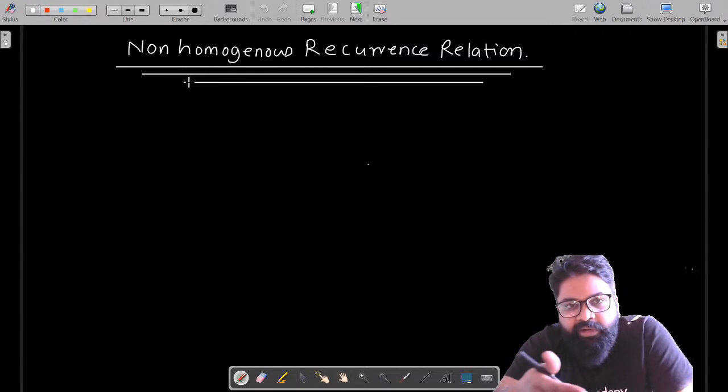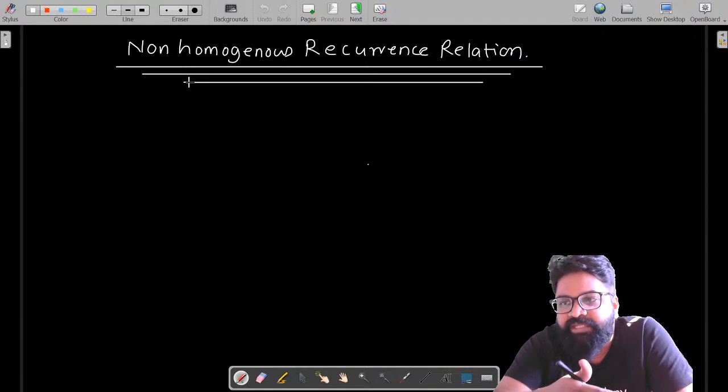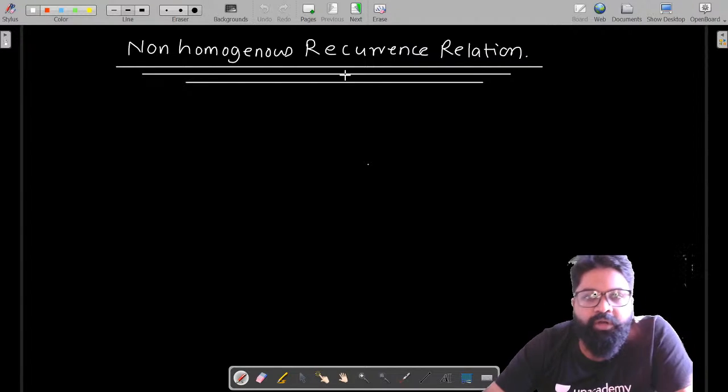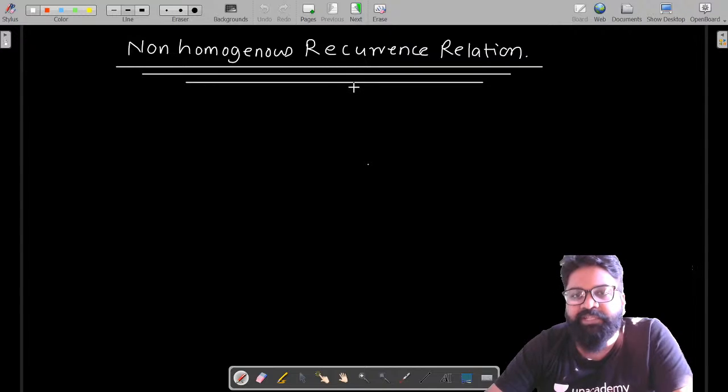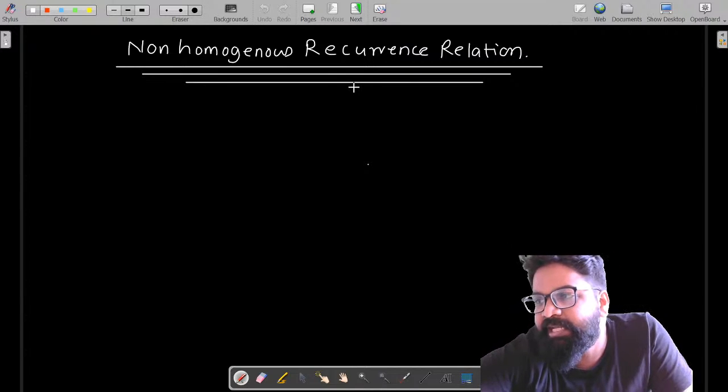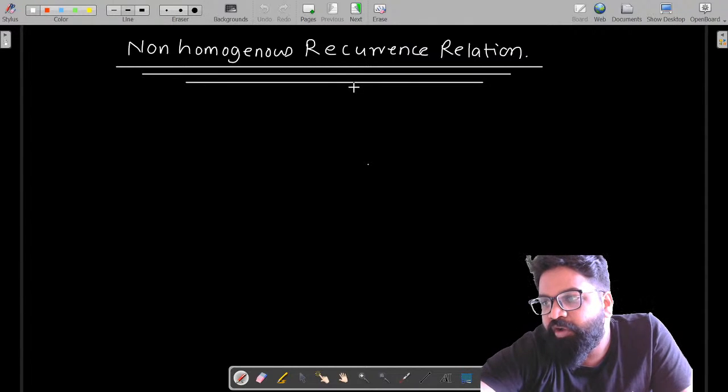So we'll try to understand basically what is a non-homogeneous recurrence relation. In order to understand the non-homogeneous recurrence relation, first we'll try to understand what is the concept of the other things?